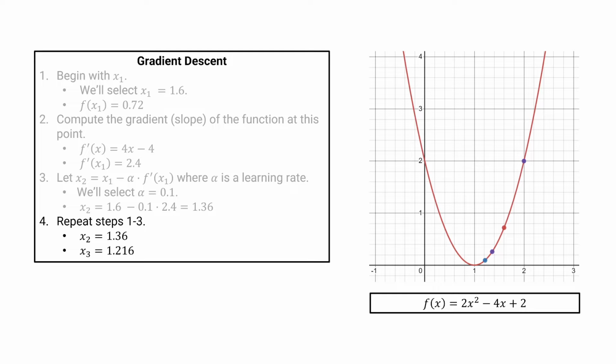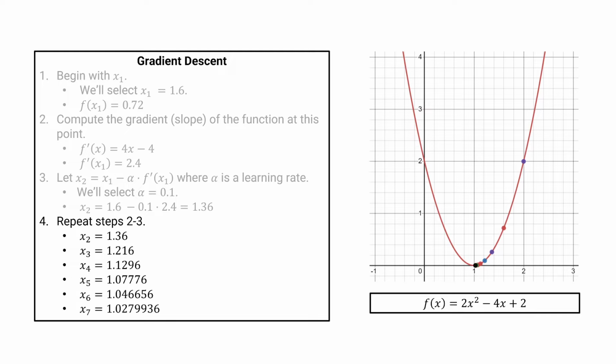x2 is 1.36, x3 is going to be 1.216, again still making steps. The size of the steps is getting smaller and smaller as our slope gets smaller and smaller as well. This is going to approach 0 because, of course, as we approach a minimum, assuming we have a nice continuous function like this, the slope at the minimum should be 0.